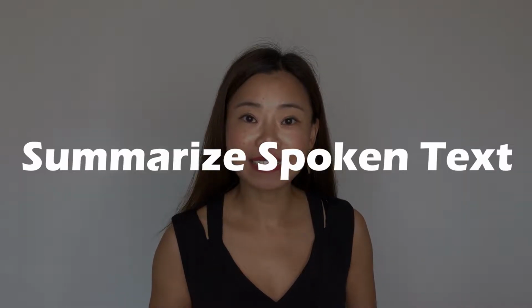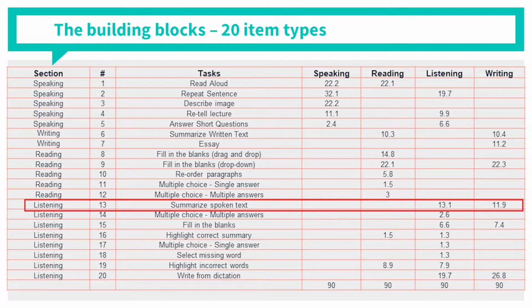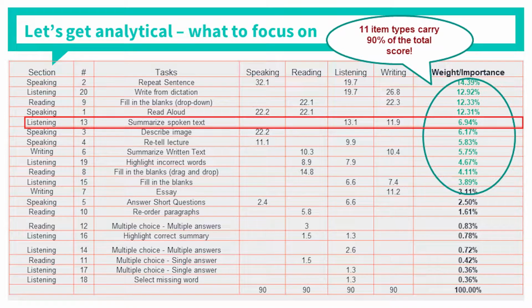I'm Ray. In today's video, I'm going to share with you my best tips and tricks about another important task in PTE, Summarize Spoken Text. This is the very first task in the PTE listening section, and it contributes points to both listening and writing, specifically 13.1 points to listening and 11.9 points to writing. It's the fifth most weighted question type in PTE and the third most important to your listening and writing score.